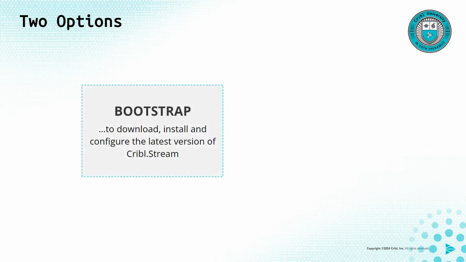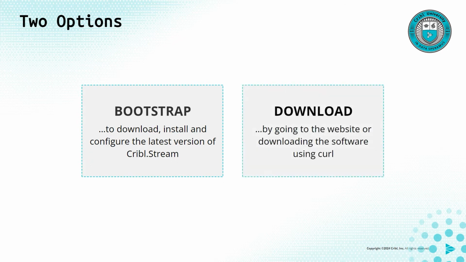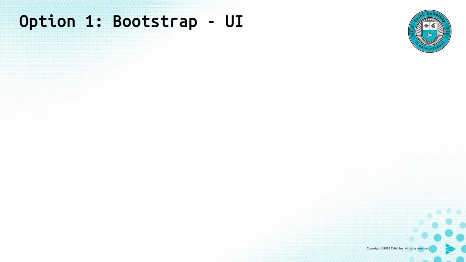There are two ways to connect your worker node to the leader node. The first way is to use the Bootstrap to download, install, and configure the latest version of Cribl Stream. The second way is to download Cribl Stream by going to the website or downloading the software using curl. Let's look at our first option.